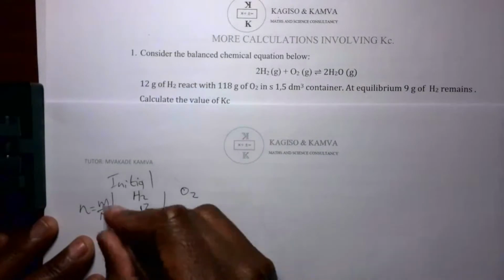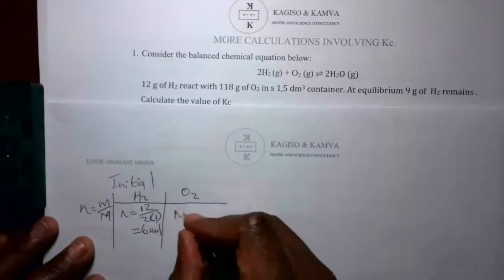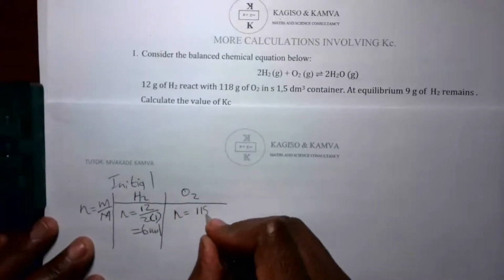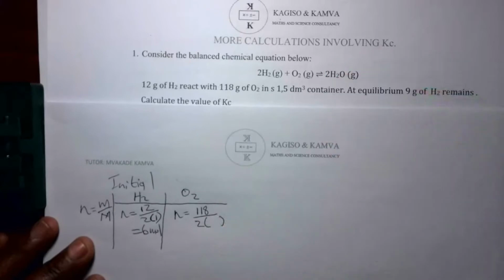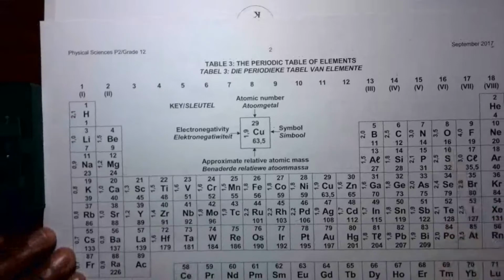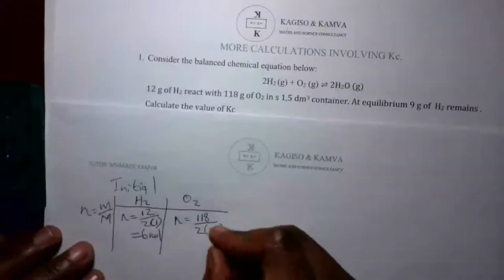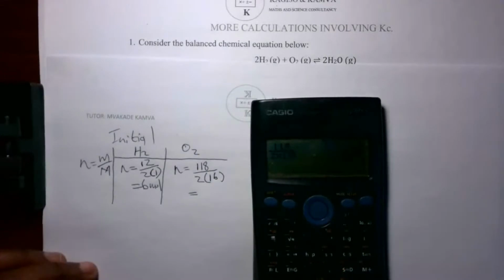Now we have O2. The amount of O2: n is equal to 118 over 2 times the molar mass of oxygen, which is 16. So we are going to have 118 divided by 2 times 16. Now we've got 3,687.